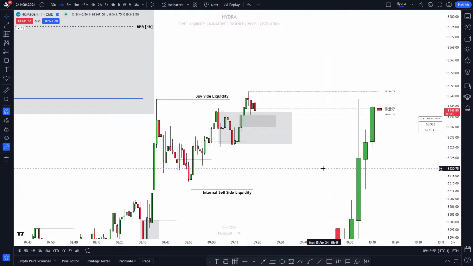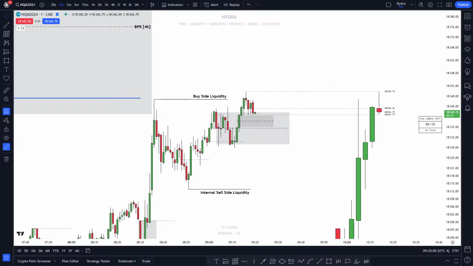I see a SMT with Dow. Dow is still not above the swing high, this swing high. It's not a breaker block yet. It's gonna be breaker after we close below. These down close candles will become breaker once we go below these down close candles.